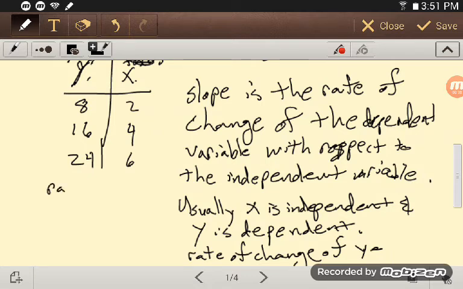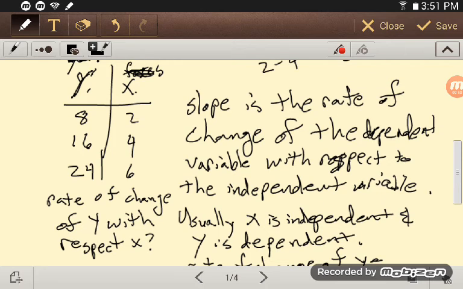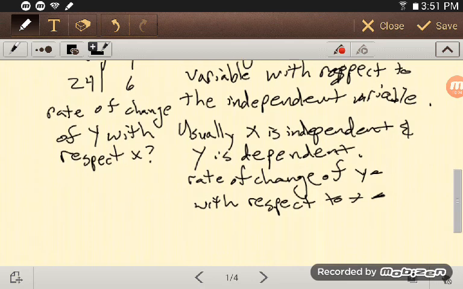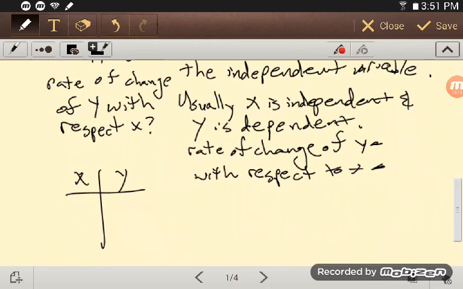So they may say, what's the rate of change of y with respect to x? And now that tells me that the x really is the x variable, and the y really is the y variable. And so what I might do is first rewrite these this way, just so I don't get confused again later. And those were 2, 4, 6, 8, 16, and 24.